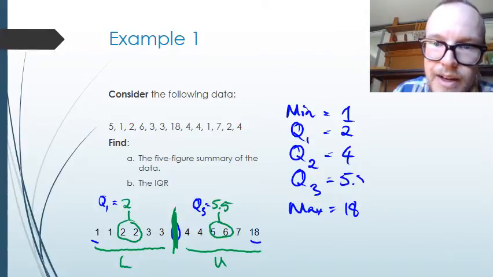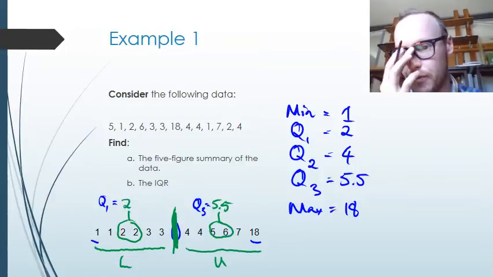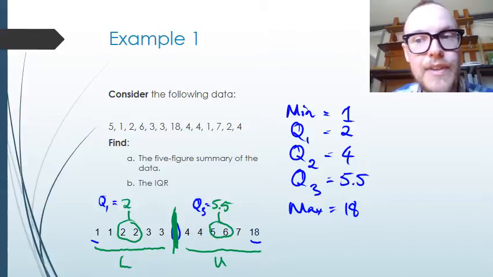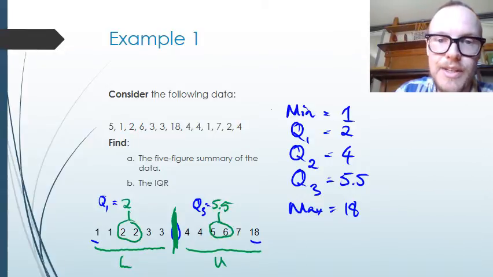5.5. So we found our 5-figure summary. Our 5-figure summary is our minimum is 1, our Q1 is 2, Q2 is 4, Q3 is 5.5, and our maximum value is 18. We're asked for the interquartile range as well, so that was us answering A.